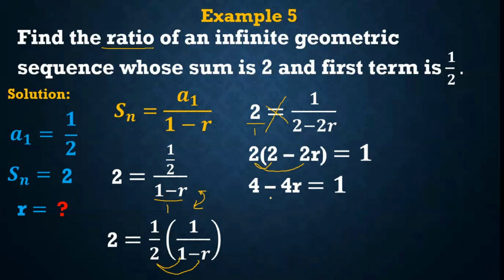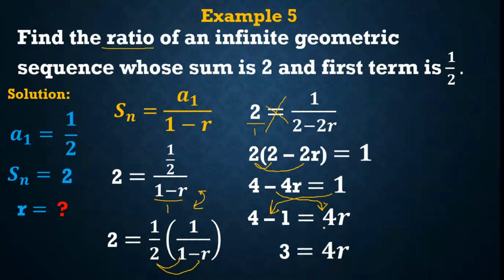Okay? Positive 1 to the other side, and also negative 4r to the other side. Okay? So pag nag-transpose po tayo, mag-change lang po yung sign. Positive 1, linilipat natin sa kabila po. Nagiging negative. And then yung negative 4r, tinawid lang po sa kabilang equals, nagiging positive po. So ayan, so 4 minus 1 is 3. Ayan, so 3 equals 4r.